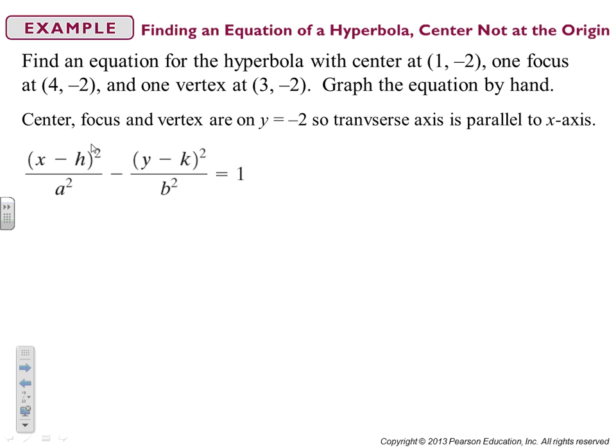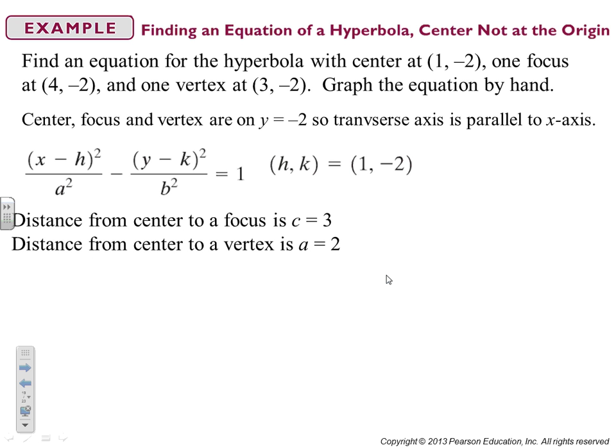But the center, focus, and vertex are all on y equals negative 2, so the transverse axis is parallel to the x-axis, meaning that our x term will go first. We can find h and k because they give it to us. They say the center is at 1, negative 2. So h is 1 and k is negative 2. Now we're just going to plug into the formulas.